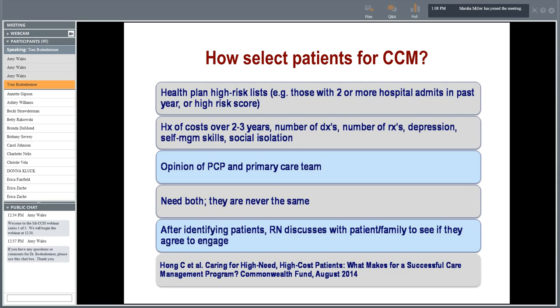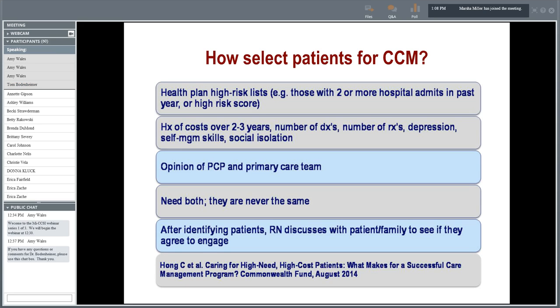So the Commonwealth Fund paper by Clemens Hong and other people goes into some of this issue of how to select patients. Do any of you have any questions about selecting patients, or any pearls that you've learned about how to select patients for complex care management?